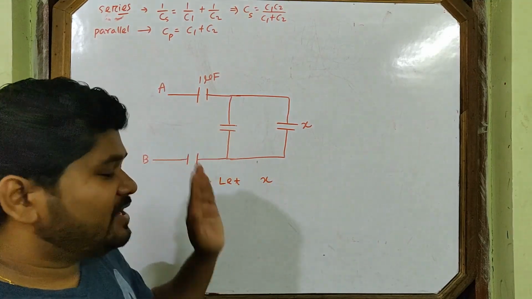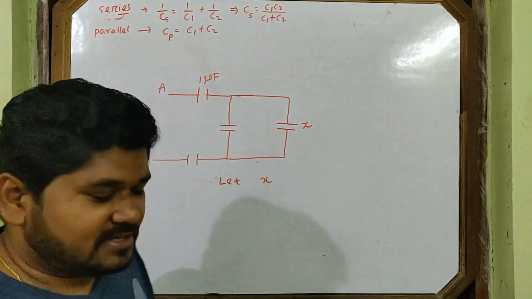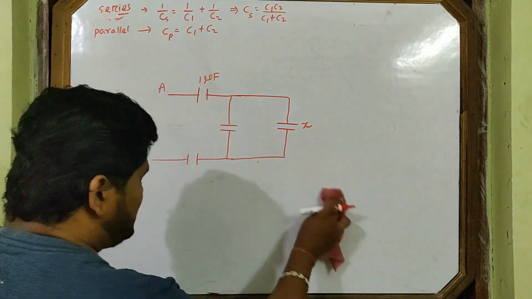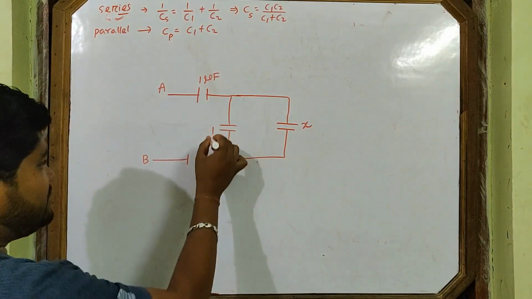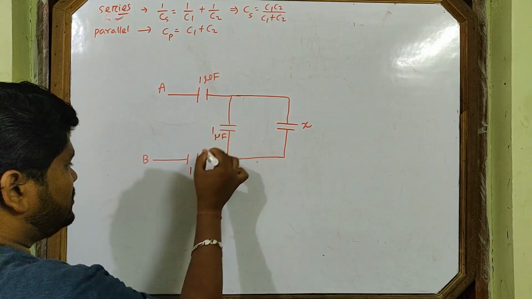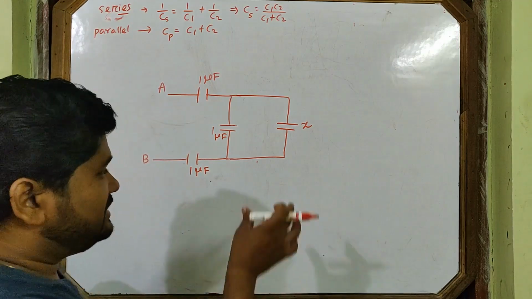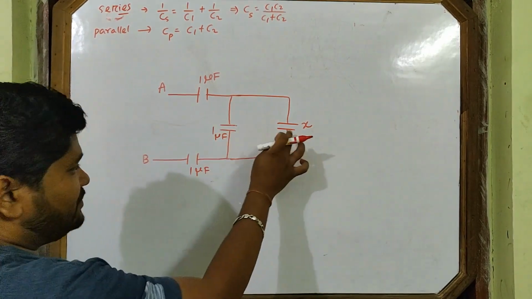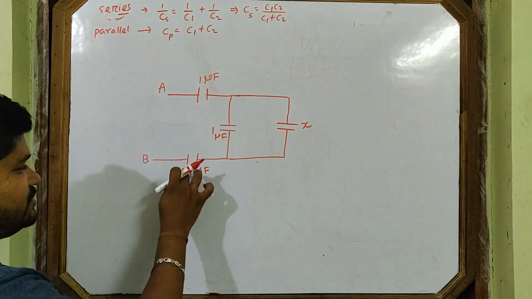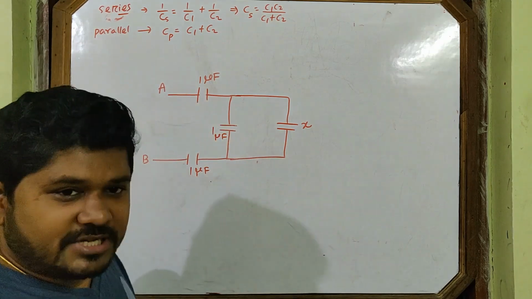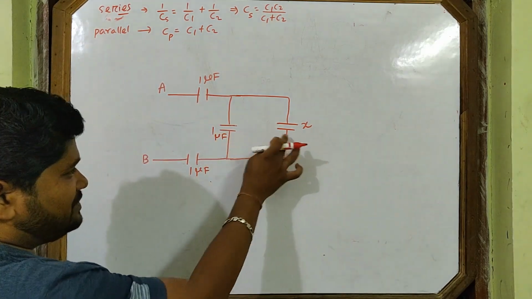If I add 3, also it will be X. Now let's see. Now you add this 3. If you add this 3, 1, 1, this is 1 micro, 1 micro. Okay. So now what happened here? These two are which connection? These two are parallel connection. With these two, it is which connection? Series connection. Parallel connection means 1 plus X.